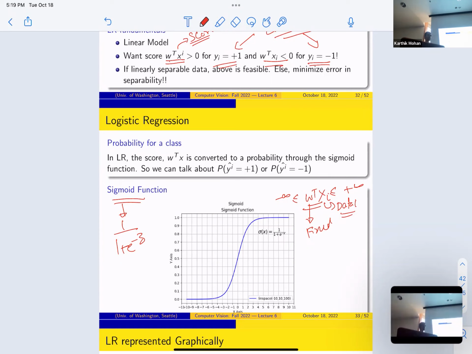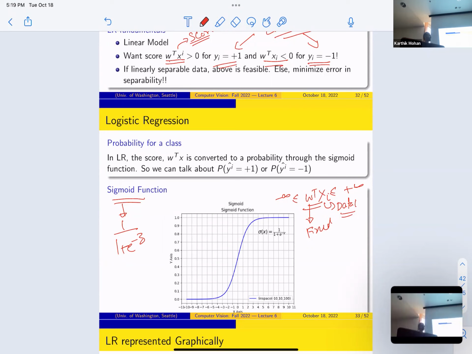If z is plus infinity, what do you get? So z is plus infinity. This is 0, right? So 1 over 1 plus 0 is 1. So that's how this function is able to take a score that can be as large as you want or as small as you want and box it between 0 and 1. And as you know, a probability is something that's between 0 and 1. Any probability has to be between 0 and 1.